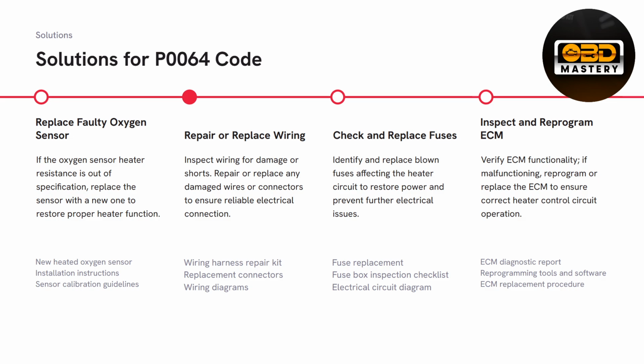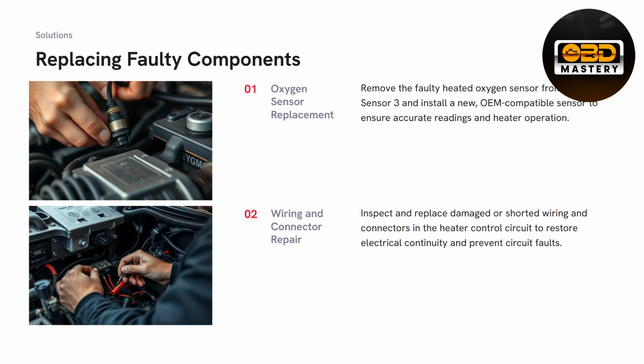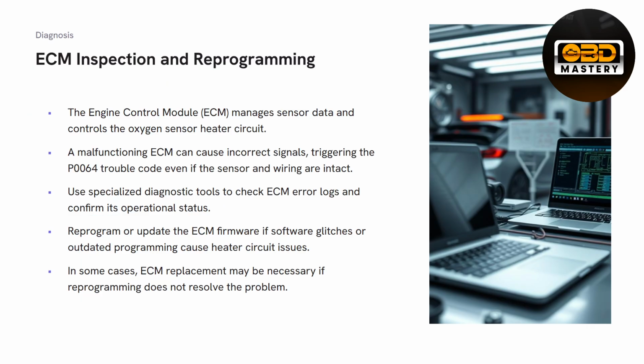Now, the solution for the P0064 code is replacing the faulty oxygen sensor. Right below, it's going to tell you why, so if you want to pause, go ahead. But you're also going to want to repair or replace wiring, check and replace any fuses, and inspect and reprogram the ECM as well. Now, replacing faulty components means oxygen sensor replacement or wiring and connector repairs. Right next to it is going to tell you why, but those are the two most replaceable ones.